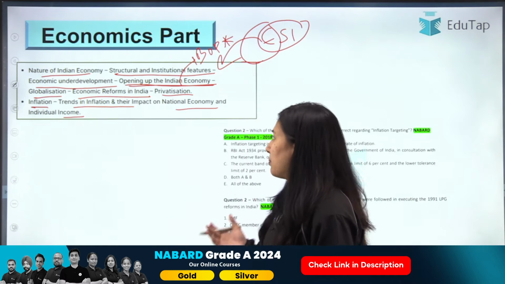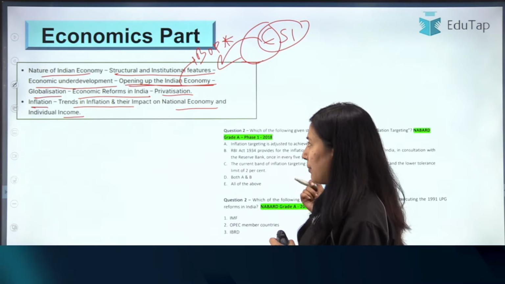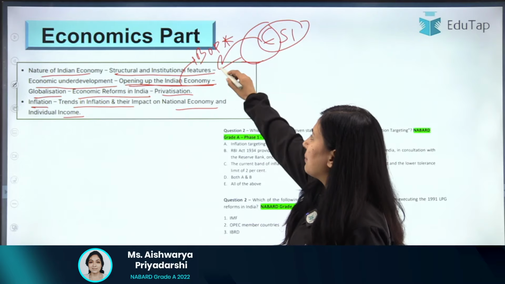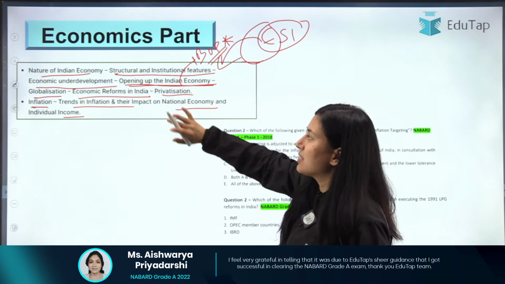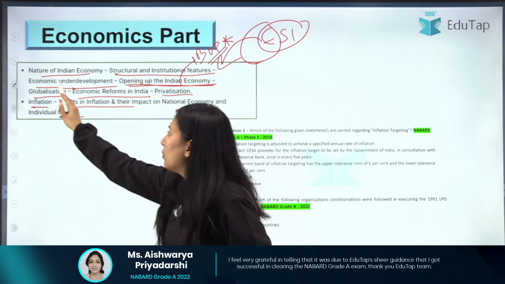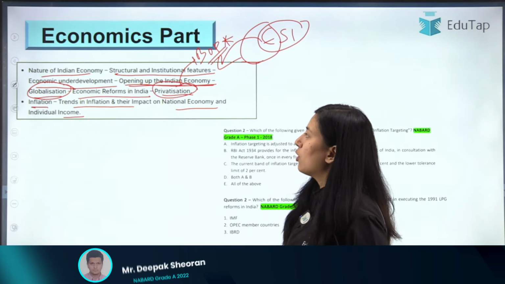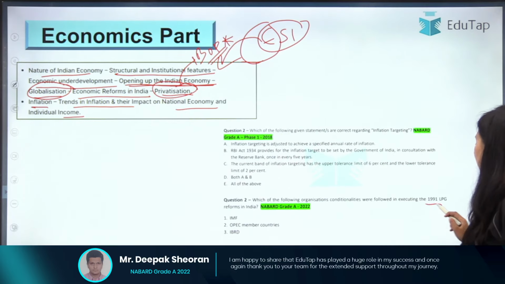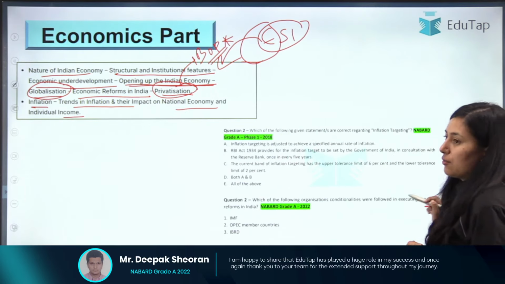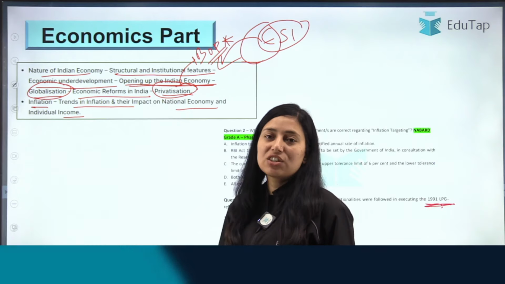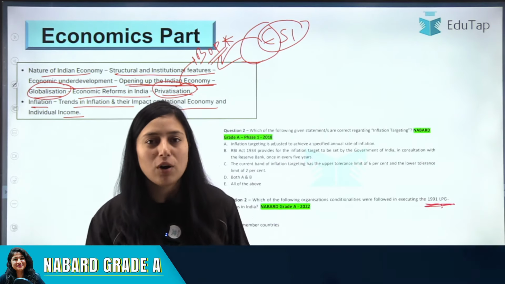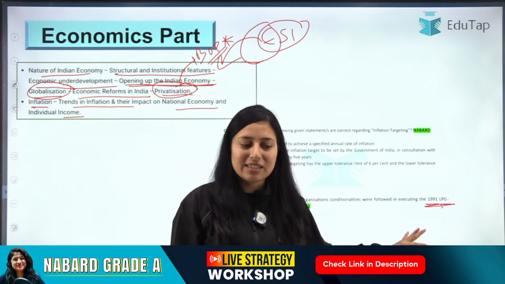But just based on the PYQs, how you can analyze this, I'm telling you. Like here, from balance of payment, questions have been asked many times, that means that it is important. Then globalization and privatization, again important. See here, a question has been asked from the 1991 LPG reforms, that is the liberalization, privatization, globalization reform of 1991, which means this is important.